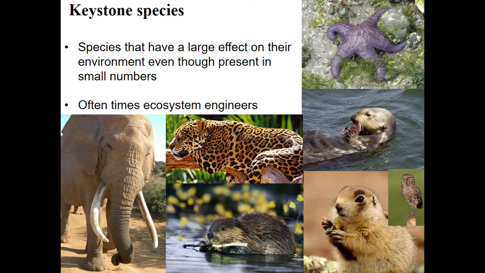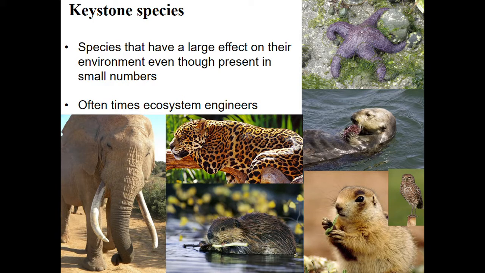And then we have a jaguar. It is a generalist. It preys on lots of different species, and it basically keeps mid-level species under control, keeps everything in balance. Beavers build dams. They change water flow.